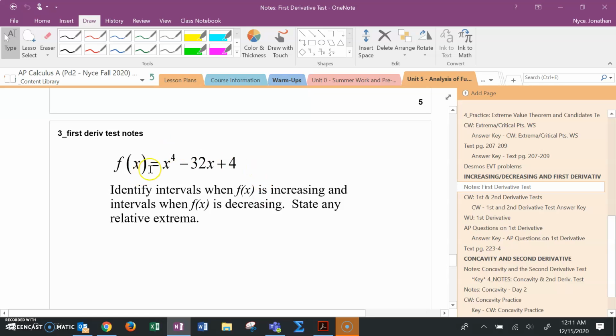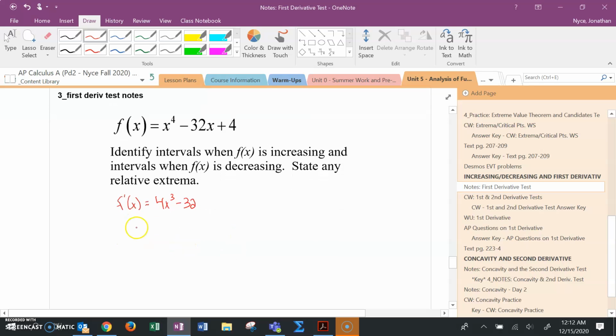The first one, given a function, we want to identify the intervals where the function is increasing, decreasing, and state any relative extrema. So again, we can find if a function is increasing or decreasing by looking at the sign of the derivative. If the derivative is positive, that means the function's increasing. If the derivative is negative, that means the function's decreasing.